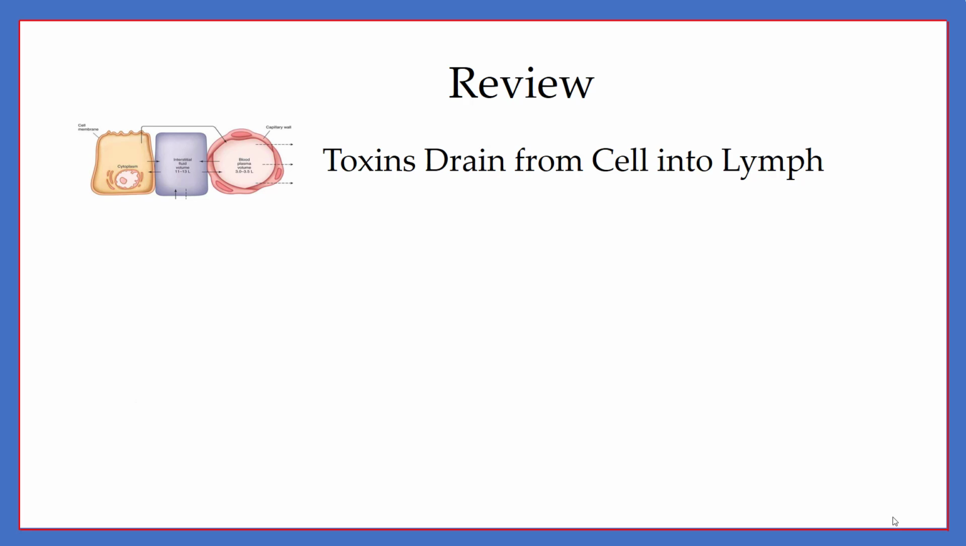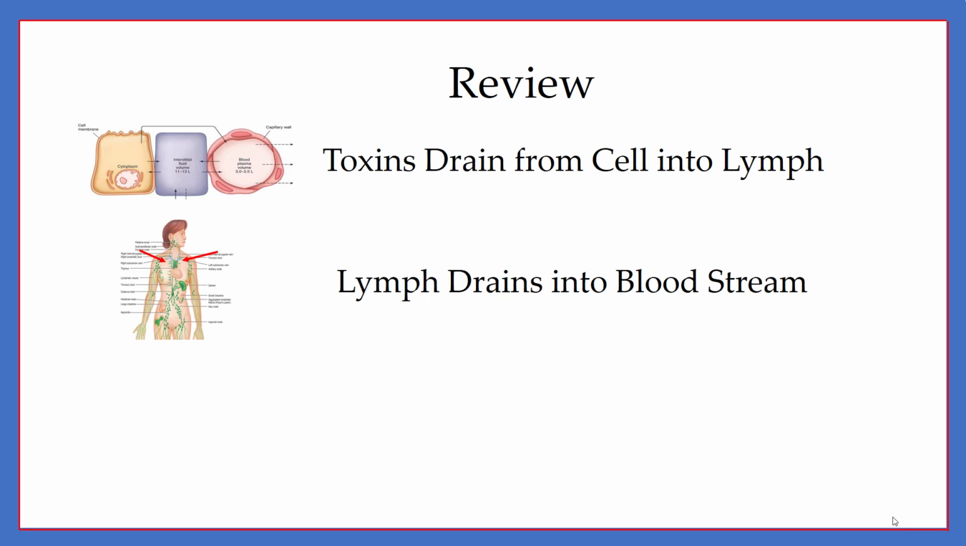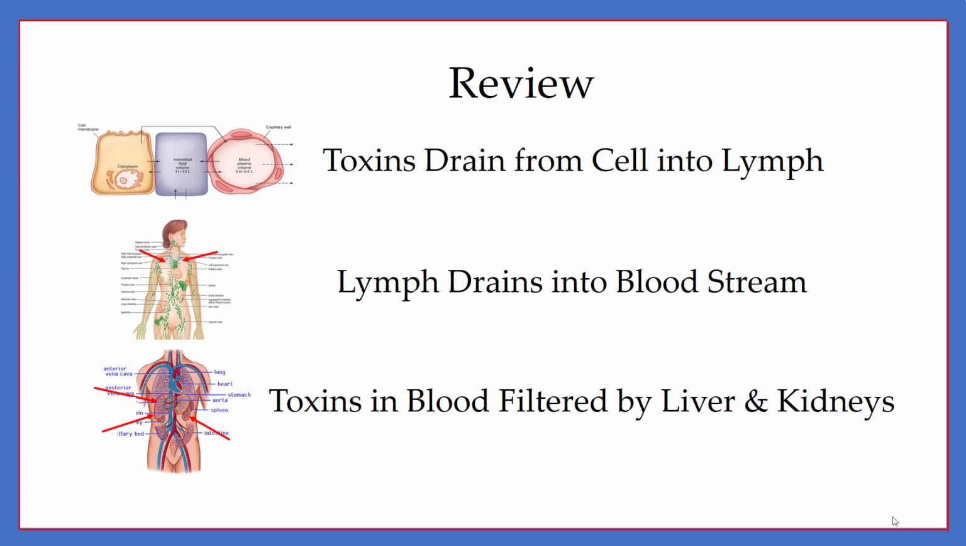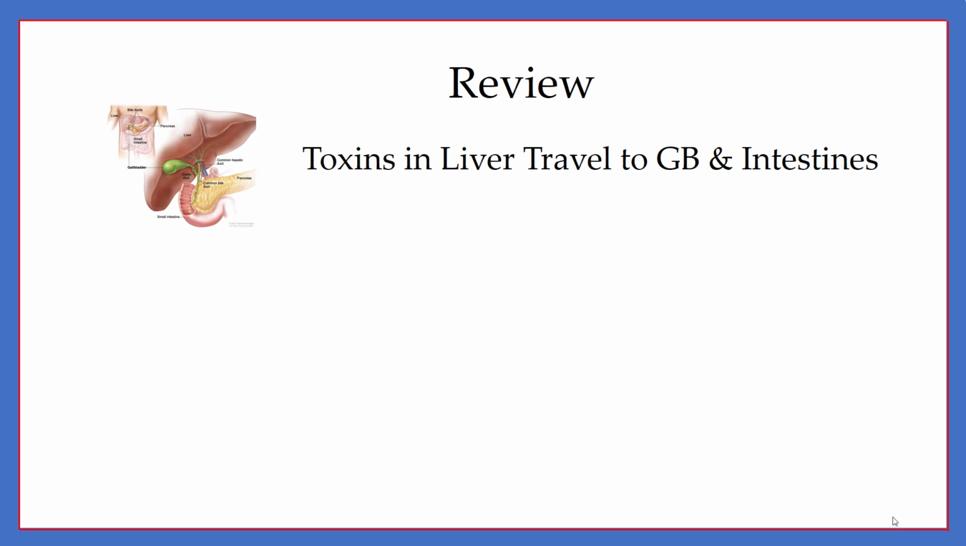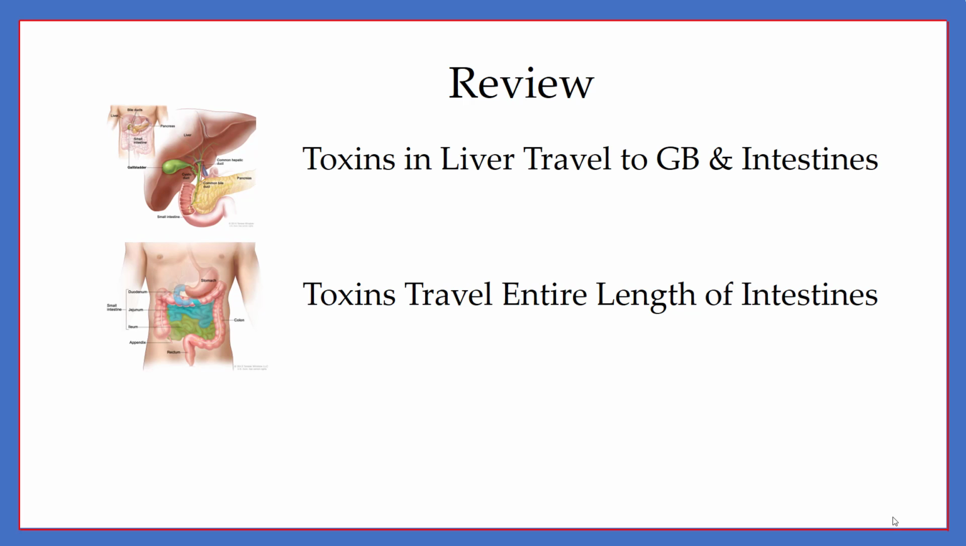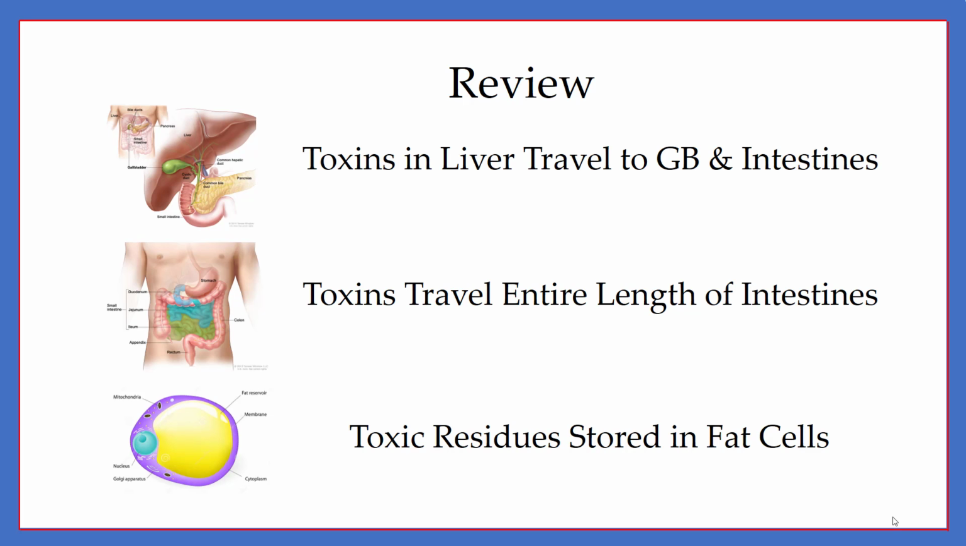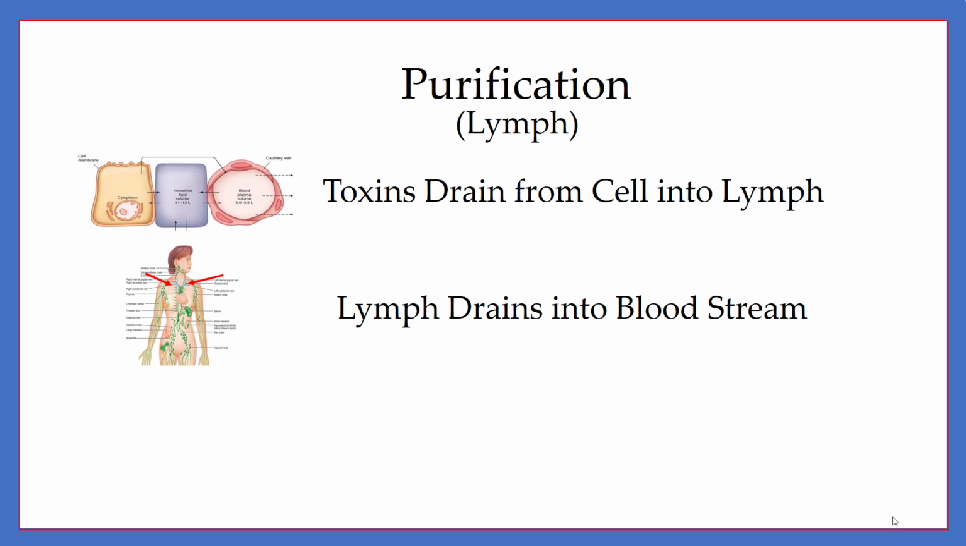So just a little review. Toxins drain from the cell into the lymph. Lymph drains into the bloodstream. Toxins in the blood are filtered by both the liver and kidneys. Toxins in the liver travel through the gallbladder into the intestines, and they travel the entire length of the intestinal tract. And then we have residues also stored in fat cells. So let's get into some purification.